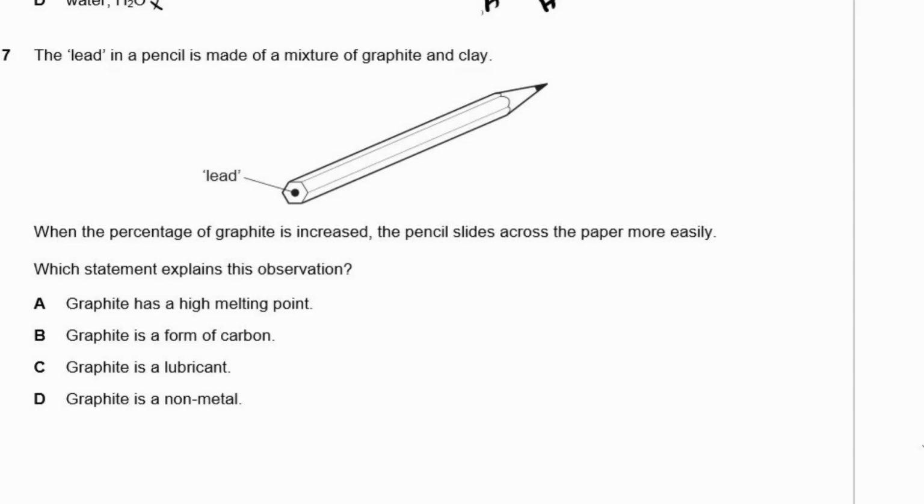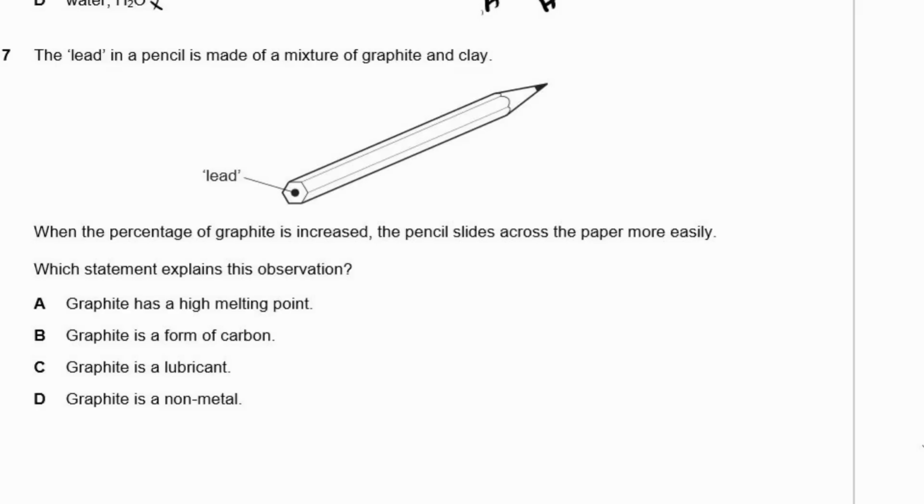Question 7. The lead in a pencil is made from a mixture of clay and graphite. It's no longer made from lead. It used to be, but it's not anymore. When the percentage of graphite is increased, the pencil slides across the paper more easily. Which statement explains this observation?